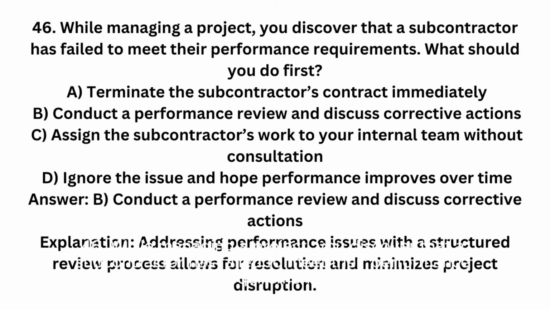46. While managing a project, you discover that a subcontractor has failed to meet their performance requirements. What should you do first? A. Terminate the subcontractor's contract immediately. B. Conduct a performance review and discuss corrective actions. C. Assign the subcontractor's work to your internal team without consultation. D. Ignore the issue and hope performance improves over time.